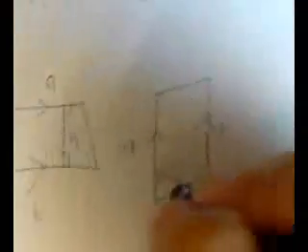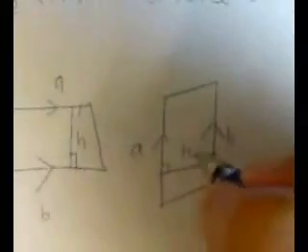For example, this trapezium over here. For this trapezium, these are the parallel lines, so this is A, this is B, and this is your height. For another example, we move on to another trapezium like this. Now these two are parallel, so they are A and B, whereas this one over here is the height, the distance between them.